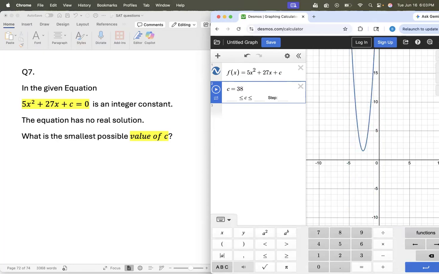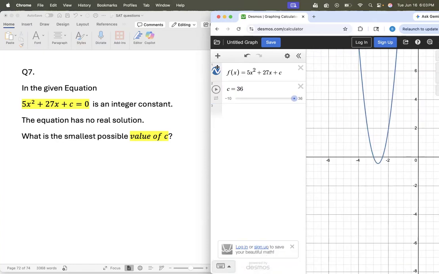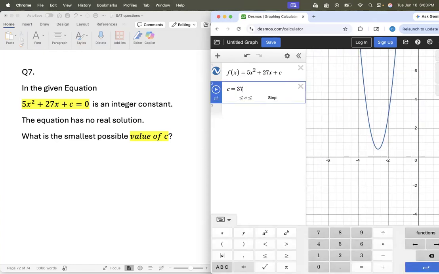37 is up. That means I know I'm closer. 37 is getting closer. If I make it 36, it has a solution right there. If I make it 37, it has no solution. But if I make it 37.9, it's also moving away. 37.6 is moving away. Therefore, the smallest, because we need an integer to make this no solution, is 37.